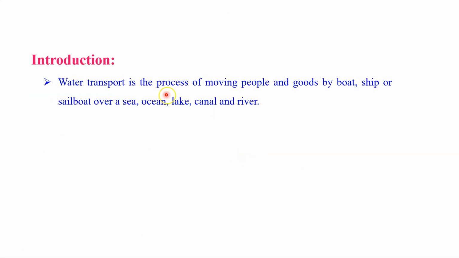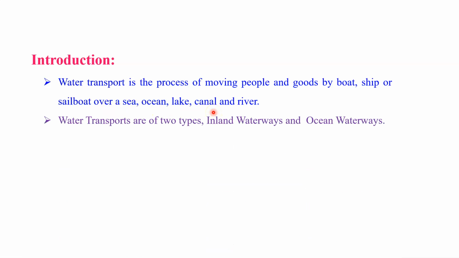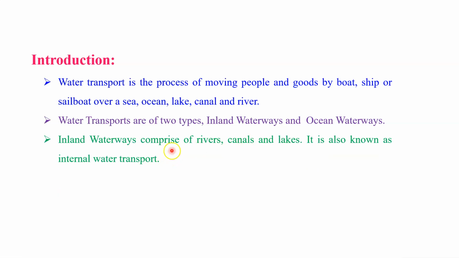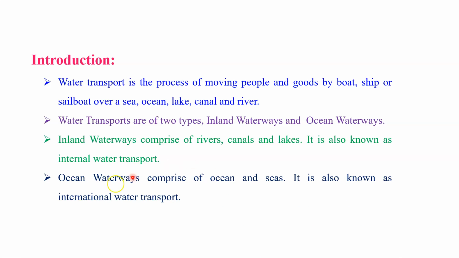Dear student, water transport is the process of moving people and goods by boat, ship or sailboat over a sea, ocean, lake, canal and river. Water transport is of two types. First is inland waterway and second is ocean waterway. Inland waterway comprises rivers, canals and lakes. It is also known as internal water transport, whereas ocean waterway comprises ocean and sea. It is also known as international water transportation. That is a very important thing about water transportation.